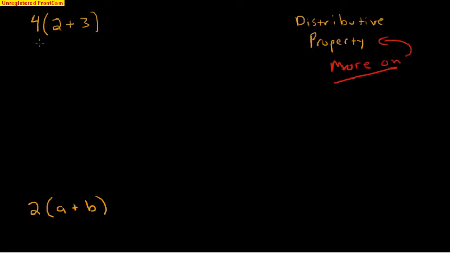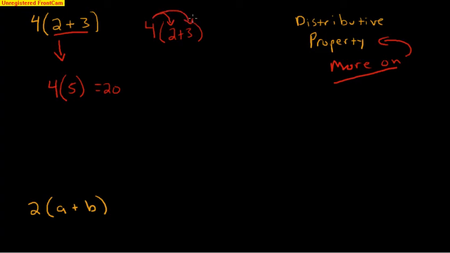The way that it works is there'd be the traditional way of solving this, where we would simplify what's in the parentheses first and say this equals 4 times 5, which is 20. That would be kind of the traditional way of solving it. The distributive property says it will work just as well if we distribute the 4 through this. Since parentheses indicate multiplication, we can multiply 4 times 2, which is 8, and then distribute 4 times 3, which is 12. 8 plus 12 equals 20. Either way, we get an answer of 20.